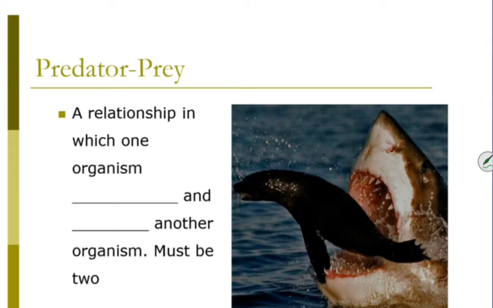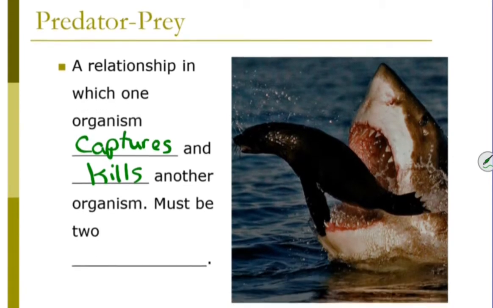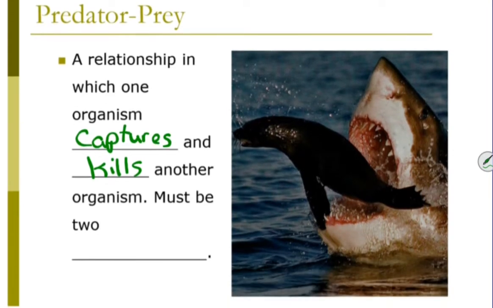Okay, our definition for predator-prey, two key words here that make it different from plant relationships. Okay, one organism captures and kills another organism. In order for the predator to be fed, the prey has to die. Okay, and it has to be two consumers. Or if you would rather write animals there, that's fine too.